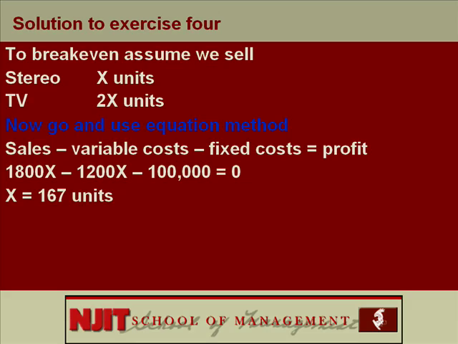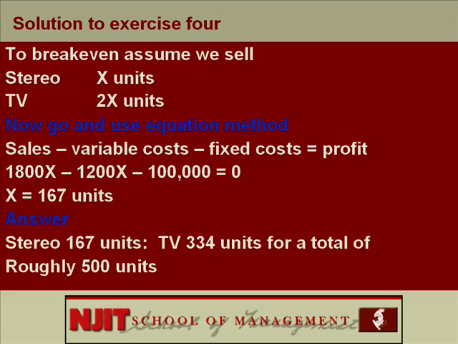The question is, one more time, how did I get the sales and variable cost? The answer to break even is stereo is 167 units. So the TV, you have to sell 334 units. So roughly, you have to sell 167 units of stereo and 334 units of TV for the company to break even.